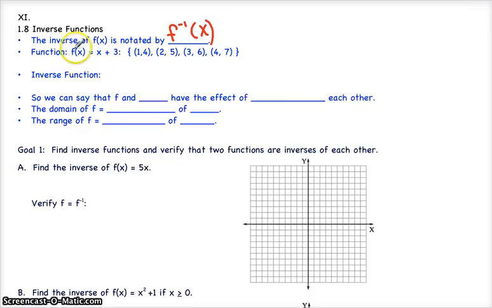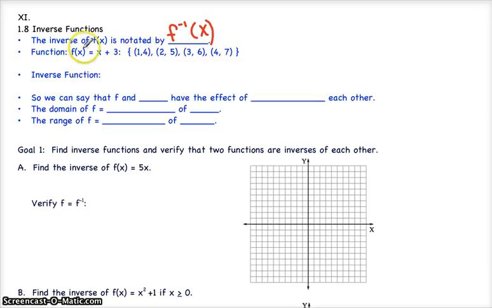So this function f of x is equal to x plus 3. And if we plug in an x value of 1, we have a y value of 1 plus 3 is 4. If we plug in 2, 2 plus 3 is 5. Plug in 3, 3 plus 3 is 6. Plug in 4, 4 plus 3 is 7. So I've given you the function x plus 3 and shown you the input and the output.